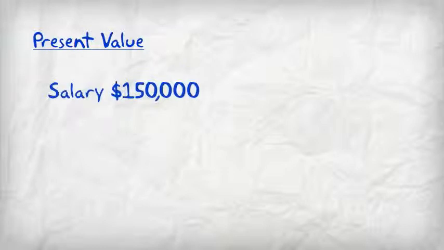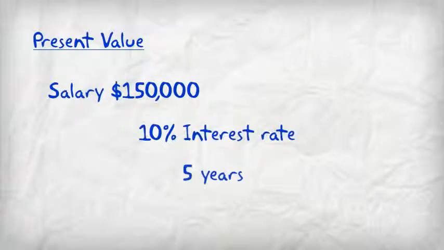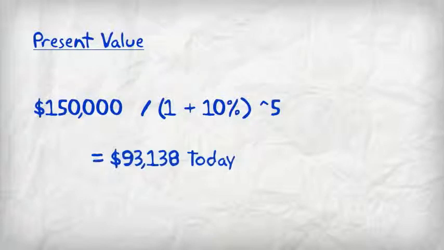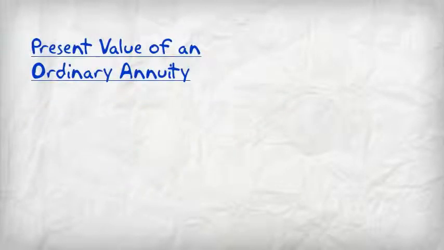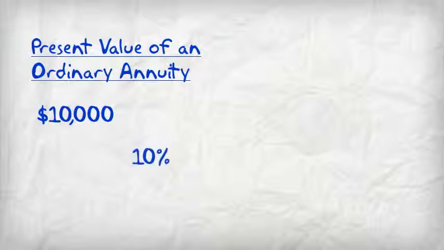If Mike knows how much something will be in 5 years into the future, he will be able to figure out how much it is worth today by finding the present value of it. Let's say that Mike thinks he will earn $150,000 a year in 5 years. With a given rate of 10%, he can find out how much that number is worth today by taking $150,000 and dividing it by 1 plus the rate, then raising to the number of years. It would be worth $93,138 today.